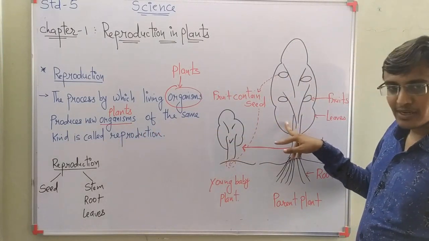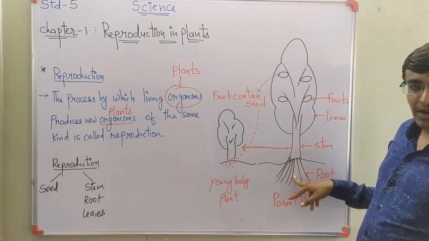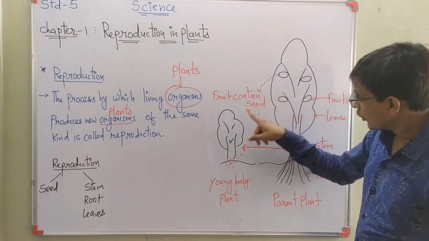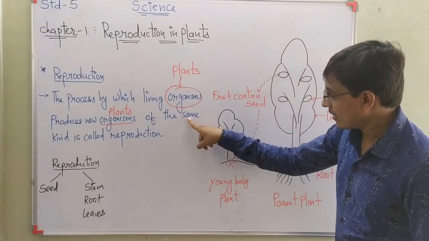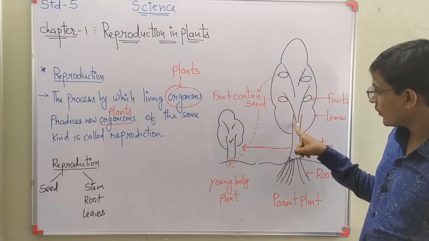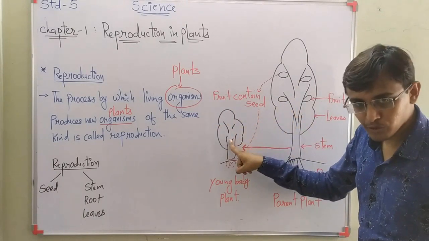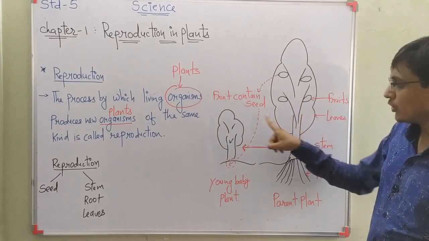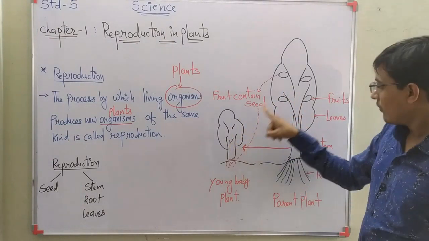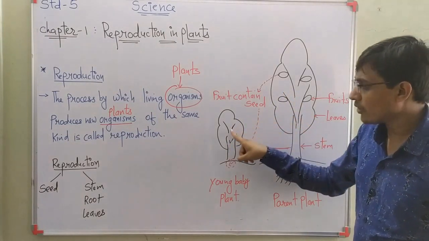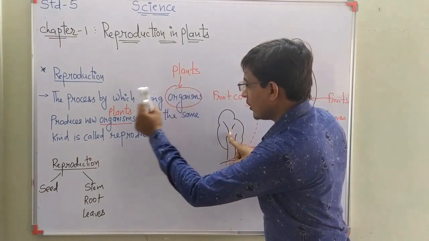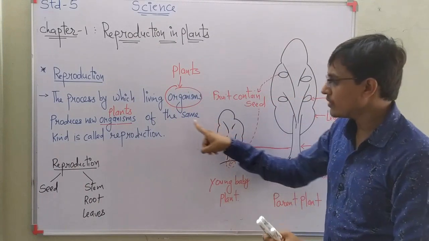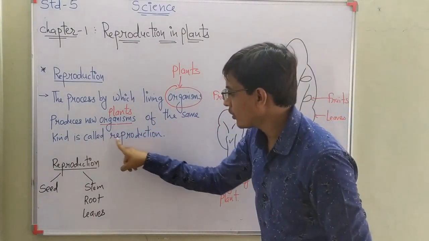See the example. This is one plant, a big adult plant. From that a new plant is produced. What is meant by same kind? From the mango tree, a mango tree will be produced. From the banyan tree, a new banyan tree will form. From the coconut tree, a new coconut tree will form. Means from one living plant, a new plant of the same kind is produced. This is called reproduction.